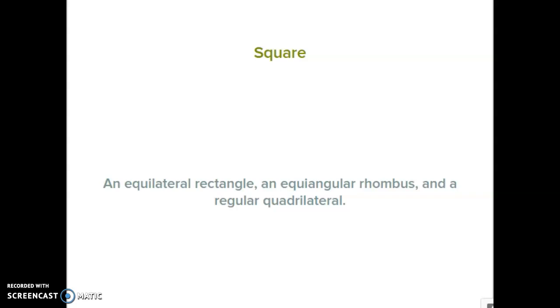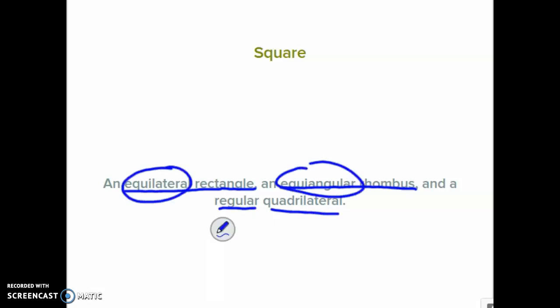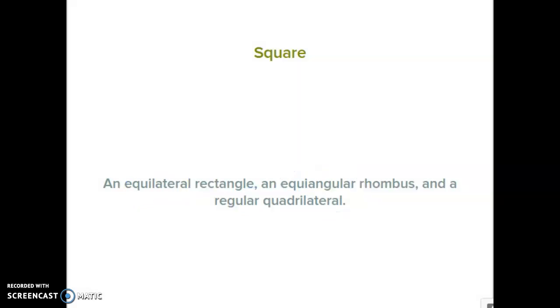Last but not least, we have the lovely square. Okay, and the square is a shape of many names. Easiest one to call it is a square. We could also call it an equilateral rectangle. So remember, a rectangle was an equal angular parallelogram. Well, a square could be an equilateral rectangle. It could be an equal angular rhombus, or it could be a regular quadrilateral. Okay, remember regular means both equilateral and equal angular. Okay, so it's the shape of many names.